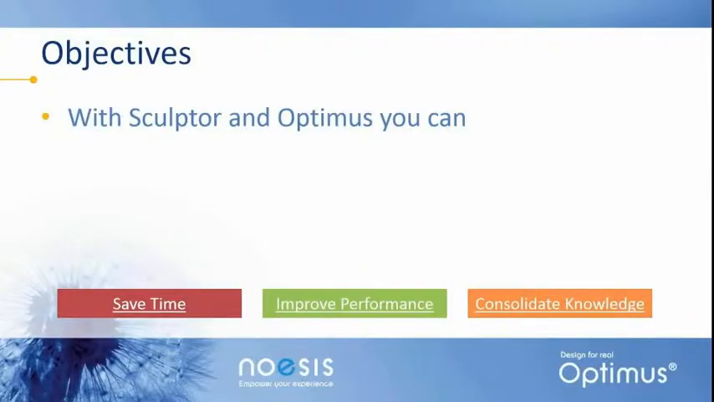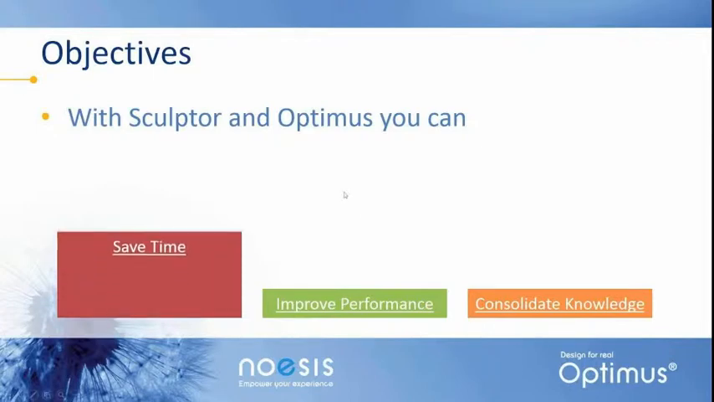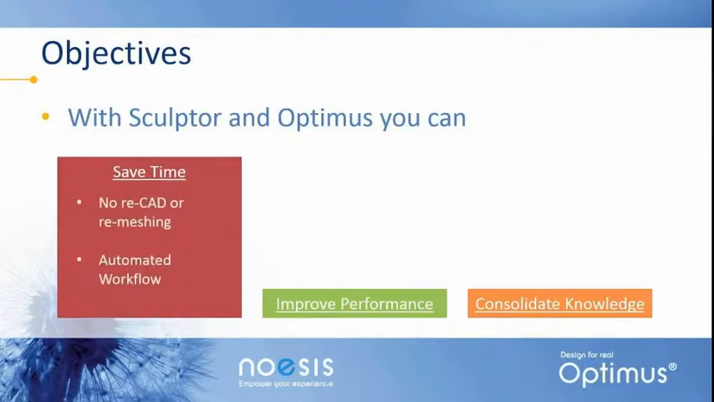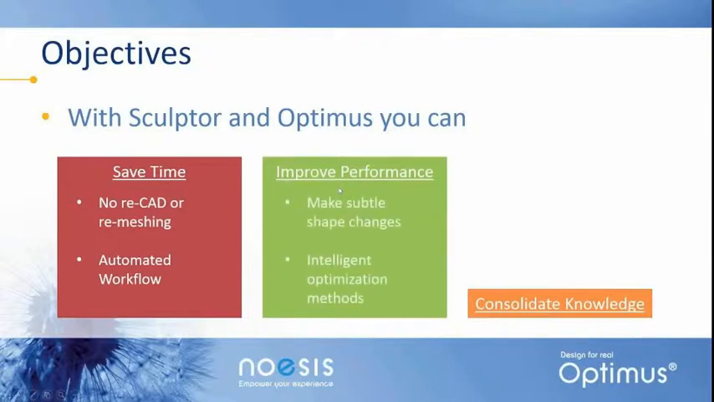Throughout the case study that we'll show you today, we're going to demonstrate how Sculptor and Optimus can help save you time by removing the need to re-CAD and to remesh for each design change, and how an automated workflow can reduce the amount of user input that's needed for complex tasks. We'll show you how using Sculptor and Optimus can help you improve the performance of your products by making subtle shape changes to your geometry, and by using Optimus's intelligent optimization methods.